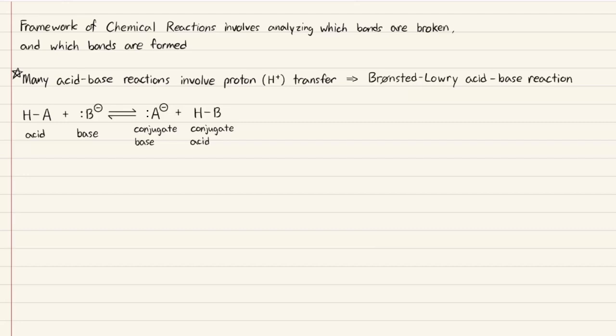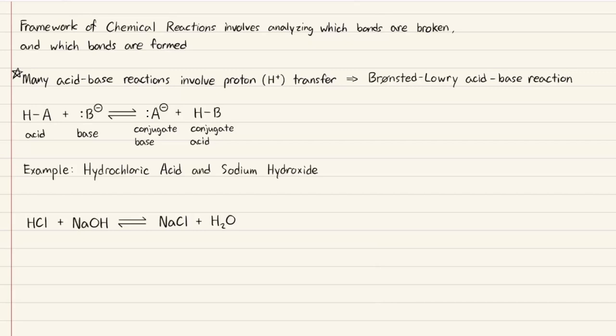Here is a classic example of a Brønsted-Lowry acid-base reaction involving 2 compounds you're probably familiar with already. In this reaction, HCl, hydrochloric acid, reacts with NaOH, sodium hydroxide, to produce NaCl, salt, and H2O, water.